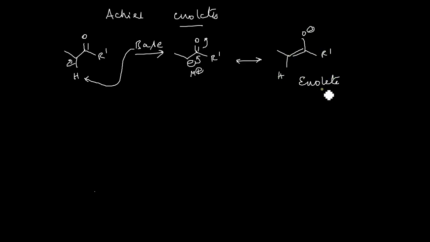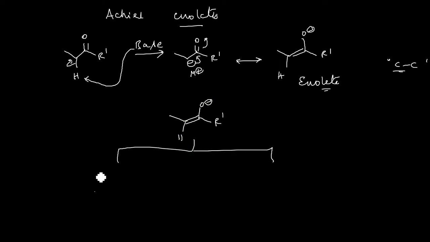Enolates are reactive species, important for the formation of C-C bonds in organic synthesis. This enolate has two different types. One is the Z enolate and the other is the E enolate. Consider this Z enolate.